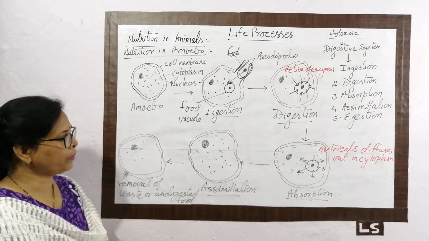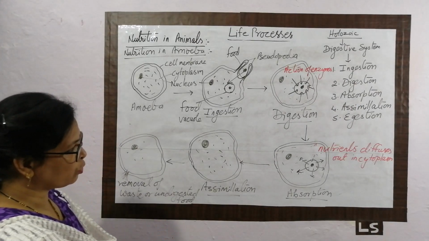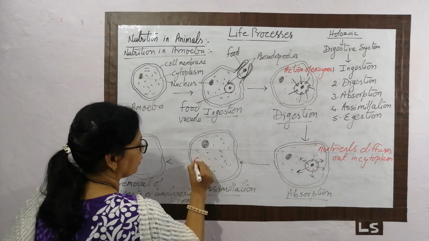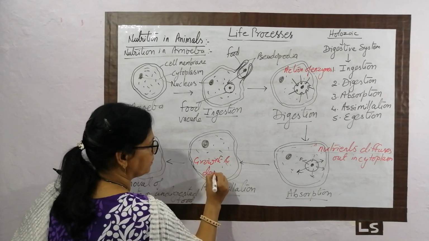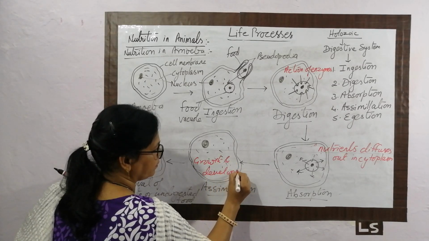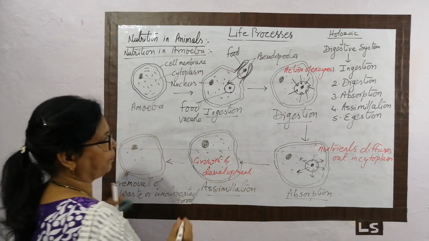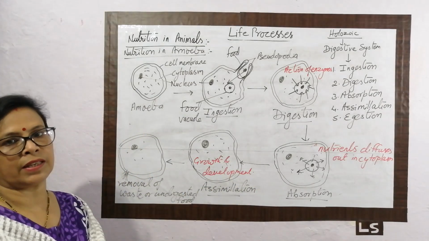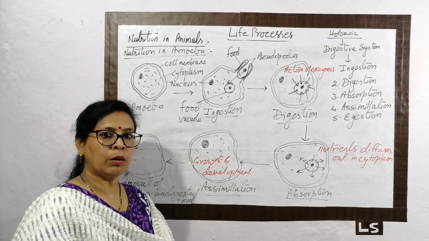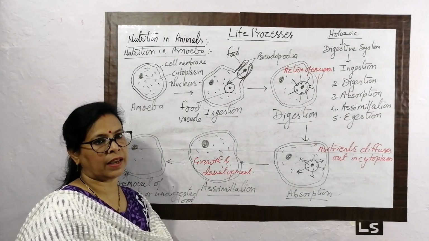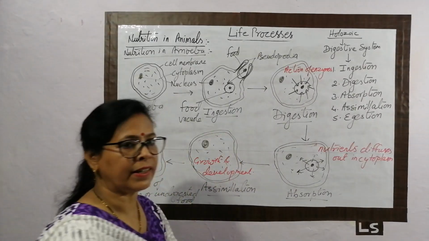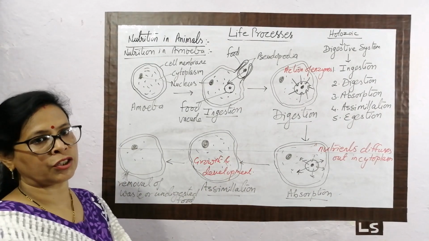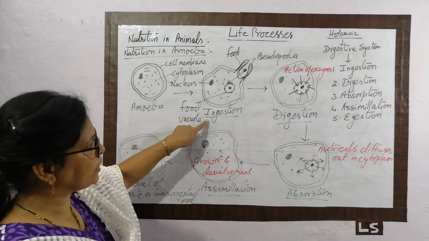Okay, then what happened? This is assimilation. What is going on here? Here is the growth and development of the cell. Now this is the complete 5-step process. As I told you, if holozoic nutrition is present in the animal, the complete digestion process is there. That is called digestion in amoeba or nutrition in amoeba. All the 5 steps are there.